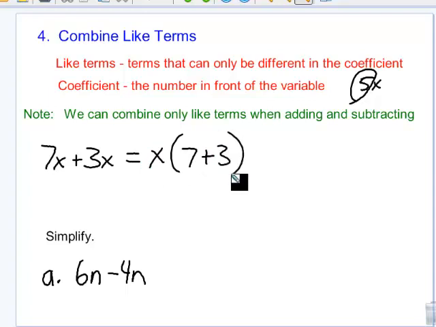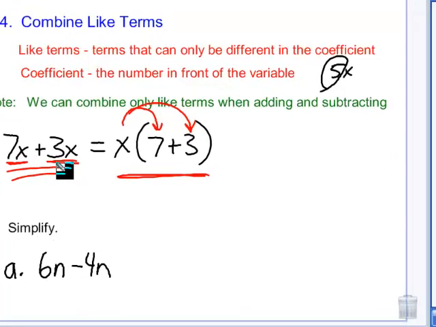Well, if I think about it, the distributive property, if I were to start here, says I can do this. It says I can take the x times the 7 and get 7x. You can take the x times the 3 and get 3x. So it's a legal move. It's called factoring. We'll learn that later.